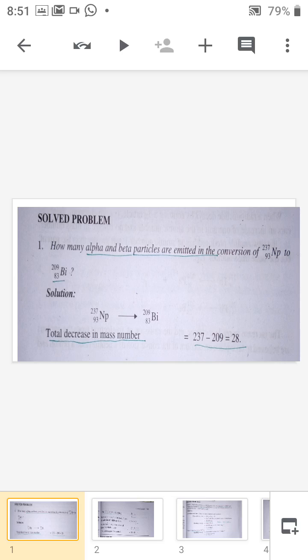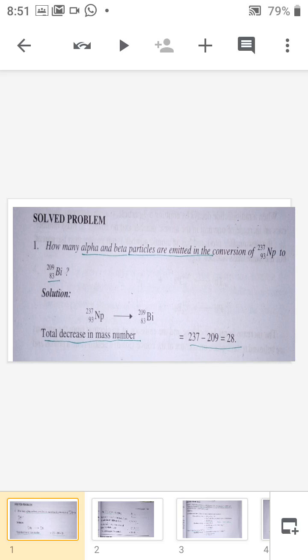Good morning, everybody. Today we are discussing the problems of nuclear chemistry. So, the first problem: how many alpha particles and beta particles are emitted in the conversion of neptunium 237 to bismuth 209?